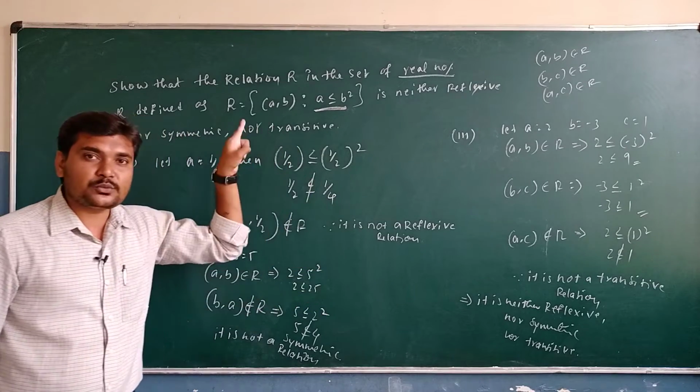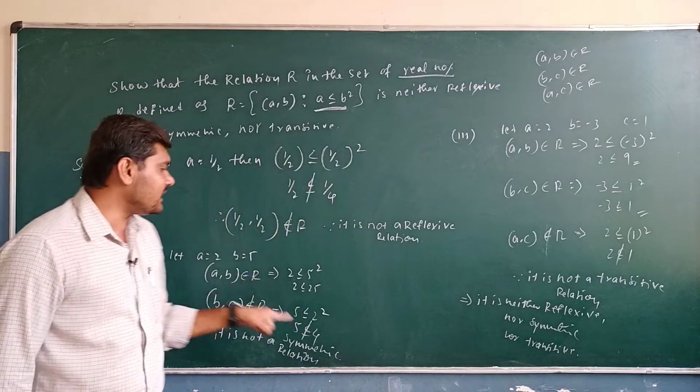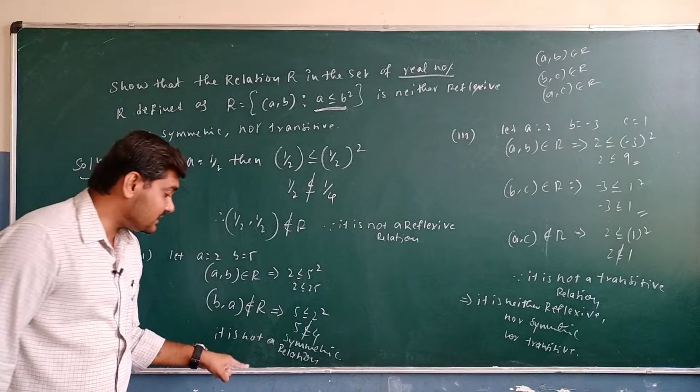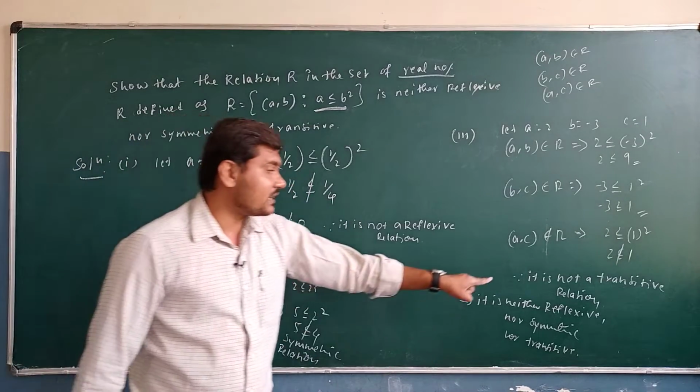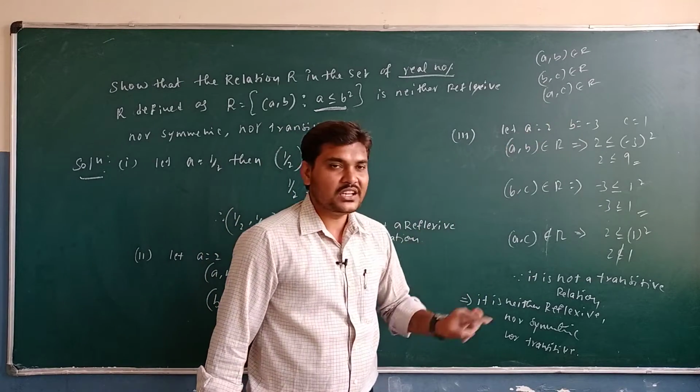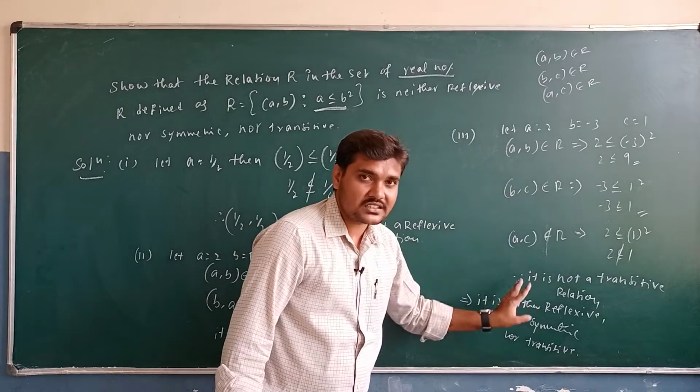So just to prove those things, I am taking an example of a is equal to 2 and b is equal to 5 to not satisfy the symmetric. To not satisfy the transitive, I am taking a is equal to 2, b is equal to minus 3 and c is equal to 1. So this property is not always a transitive relation.